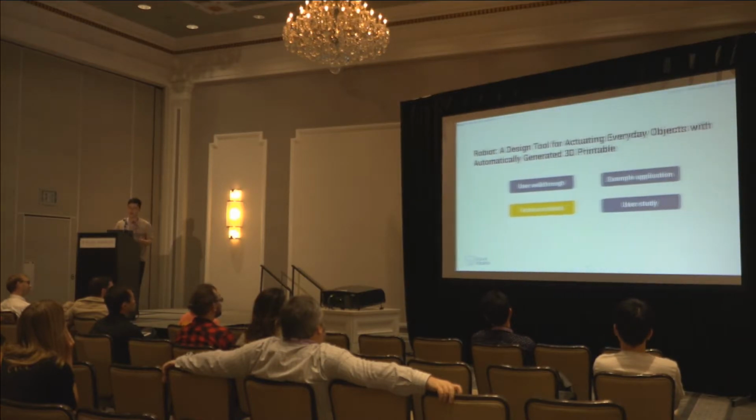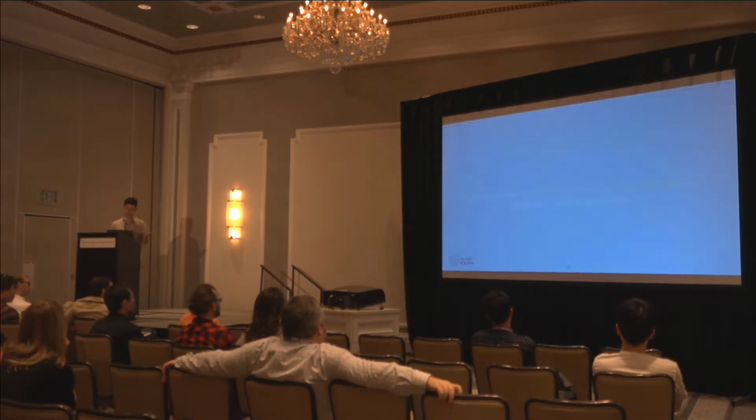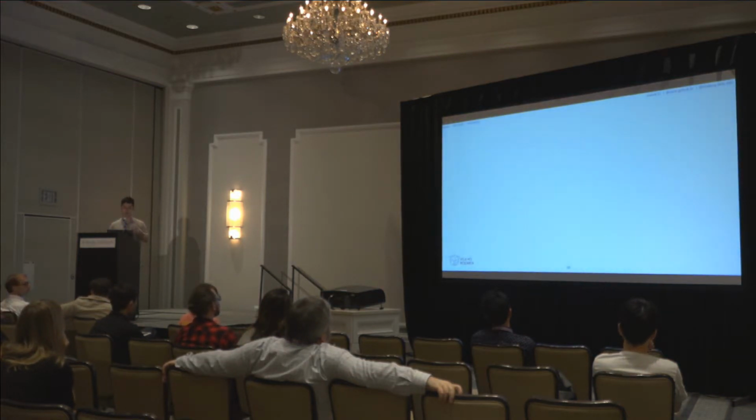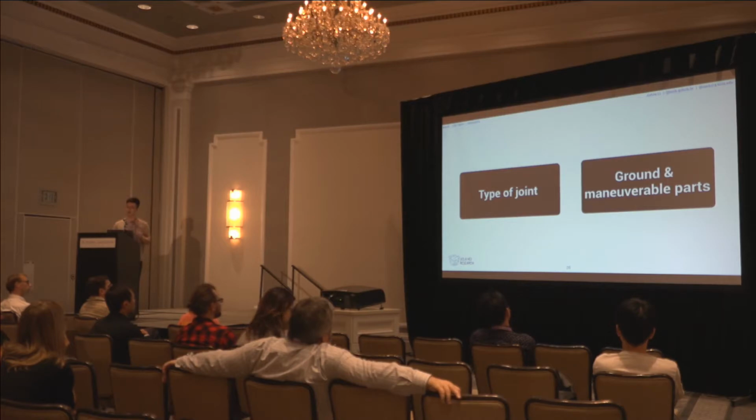So by now, you must be really curious how Robiot designs such mechanisms by only analyzing a simple short video. Remember the question we need to answer to provide a tool for the users? The answer for the second question is that Robiot needs to extract two major pieces of information from the user input video: first, the type of joint that is manipulated, and second, on this object, which part is the ground and which part is maneuverable.